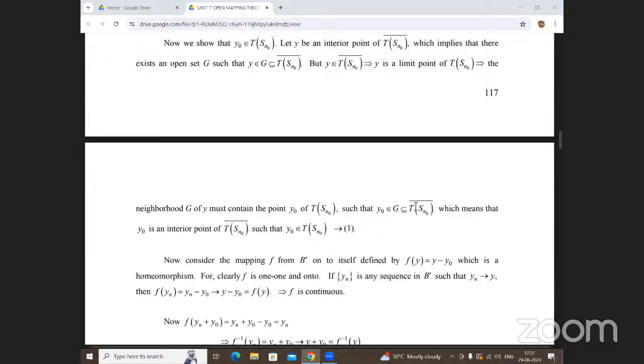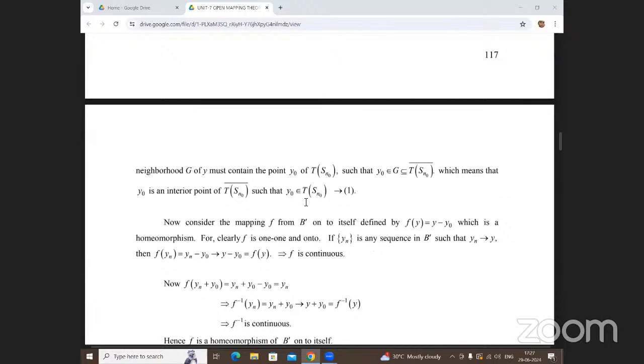So simply, in the final examination, you just have to represent this one. Only representing this is enough, because this is the big theorem. Sometimes drafting is not necessary here, according to the given steps. Here Y0 is also an interior point of T(Sn0). So Y0 is contained in T(Sn0).